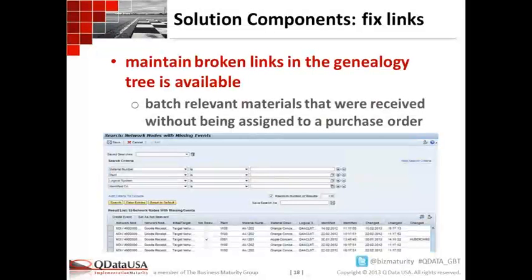Here we're talking about the fixed linkage. Okay, batch relevant materials that were received without being assigned to a purchase order. I mentioned that. So standard out of the box, it's saying these ones over here were received without any purchase orders. I can flag it as not relevant, which means it disappears. So this is not one I'm interested in. The other ones over there, if we decide that it is, we would then click on it and assign it to a particular batch.